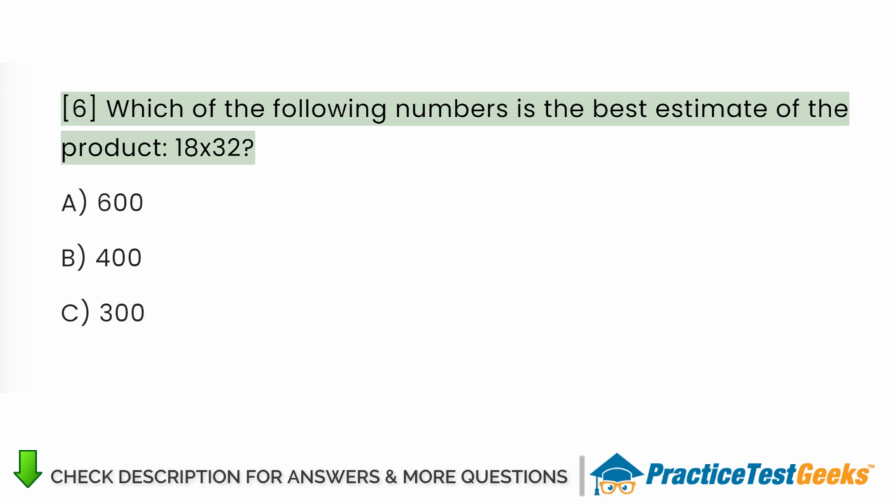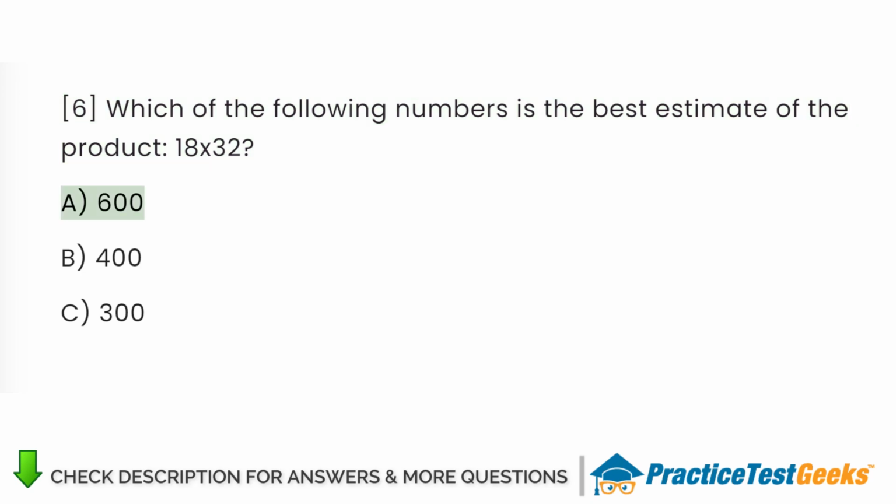Which of the following numbers is the best estimate of the product 18 by 32? A. 600. B. 400. C. 300.